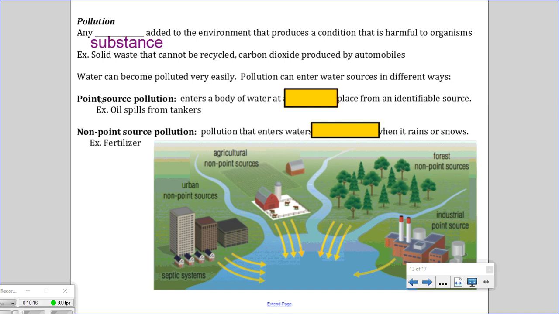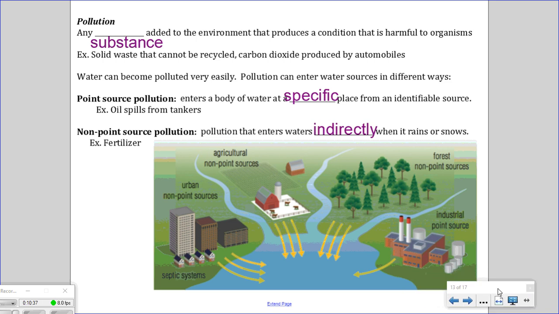There is point source pollution. This enters a body of water at a specific place from an identifiable source. So, for example, oil spills from tankers, or there is non-point source pollution. This is pollution that enters waters indirectly when it rains or snows. So, for example, fertilizer. This diagram here identifies the different ways in which pollution can enter into our water systems.